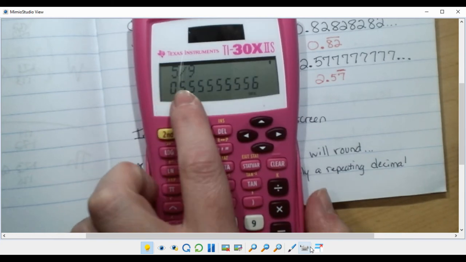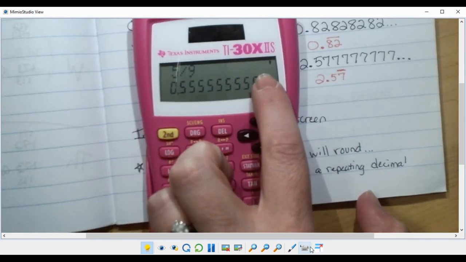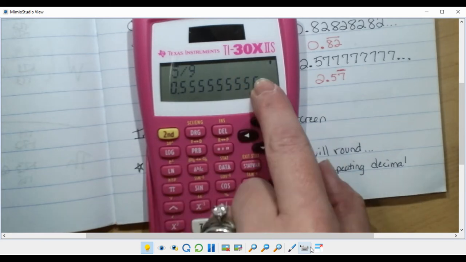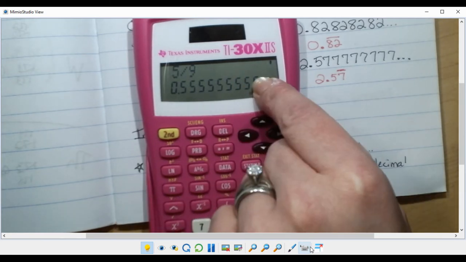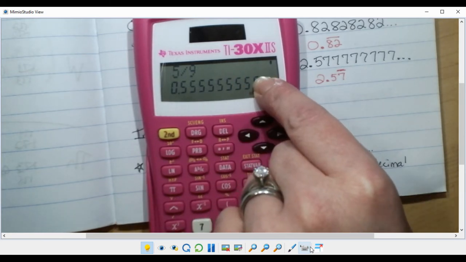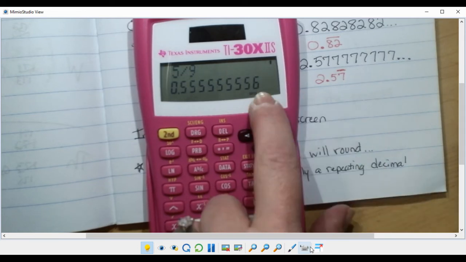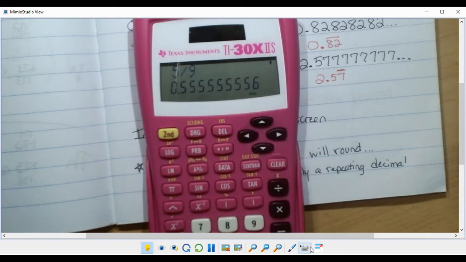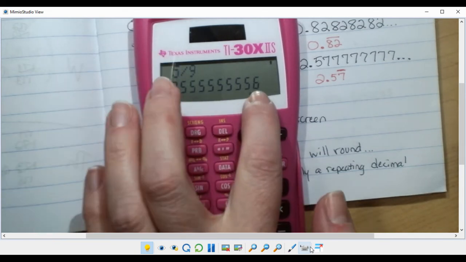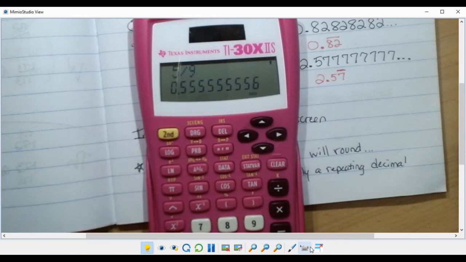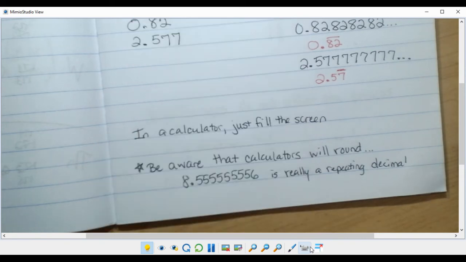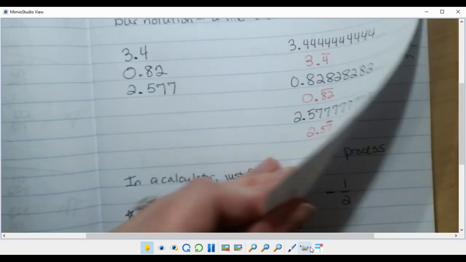It kind of feels like that 5 is going to go on forever. Well, what if it did? What would be the next digit? A 5, right? Well, don't we take 5 up to the next number when we round? That's exactly what the calculator did. So you, as an educated mathematician, have to recognize this and say, oh, that's really a repeating 5. The calculator just can't show it to me. Isn't it great when you know more than a calculator?